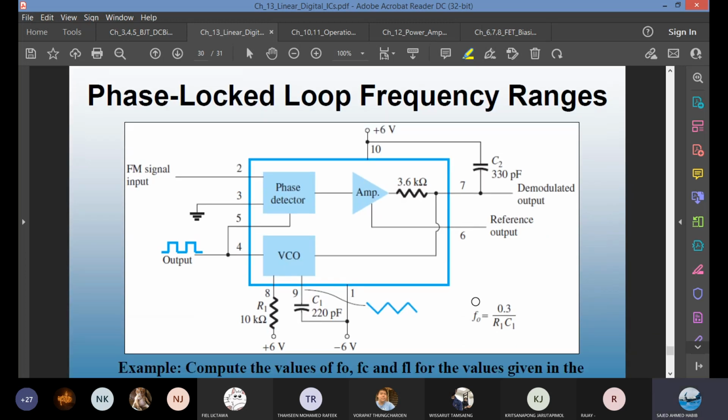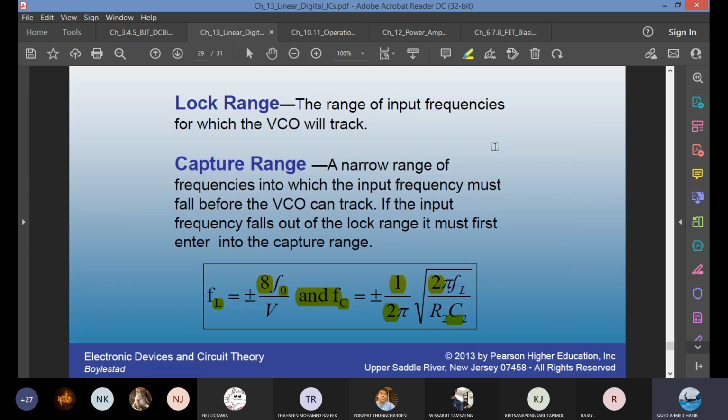This is one example. In this example, what is R1, C1? R1 and C1 is here. R2 will be this one. It is not marked R2. This is R2. This is C2. Why do we need R2, C2? To calculate the capture frequency range.